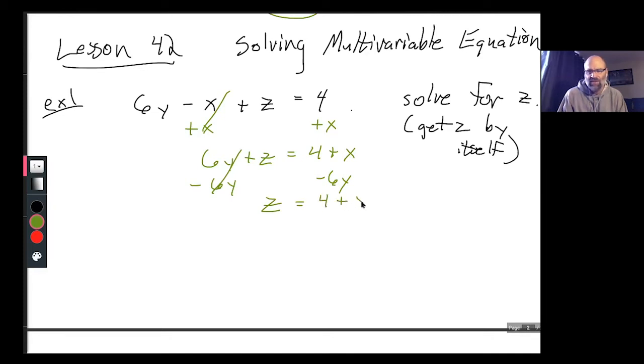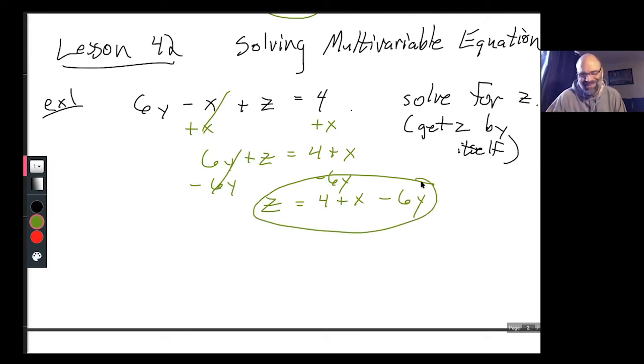Just copy and paste what I just said. 4 plus x minus 6y. And guess what? That's solving for z. Feels messy, right? It feels like you haven't accomplished anything, like you just wasted your life. Well, congratulations. You're just getting z by itself.